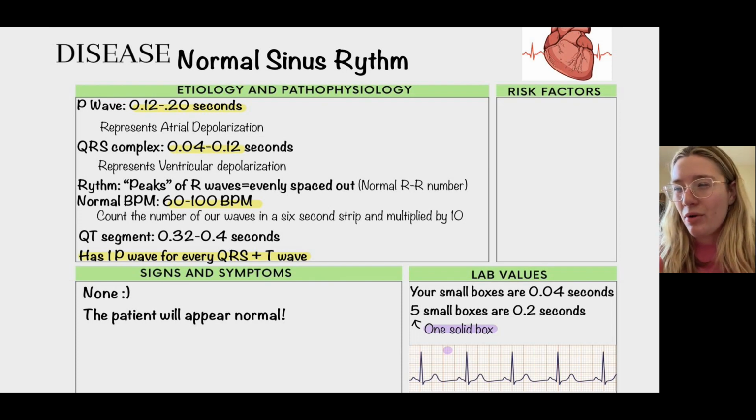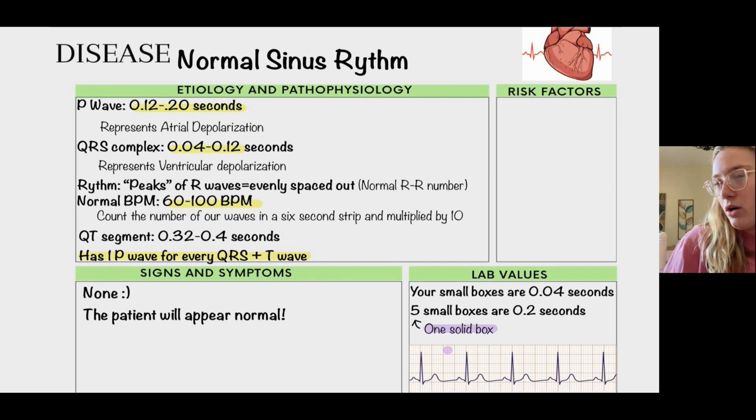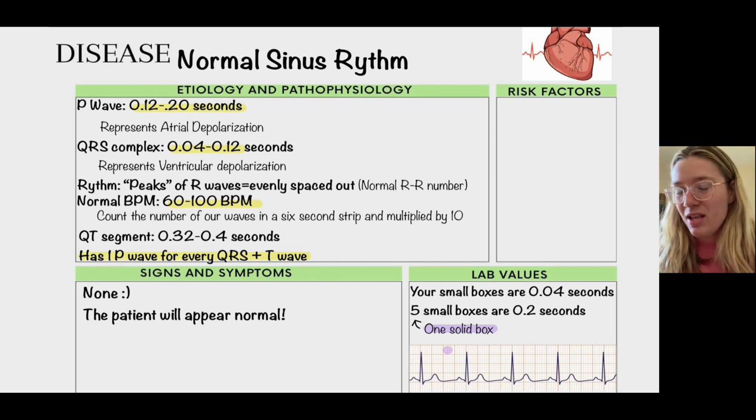Again, when we're counting the heart rate, we're not going to count any of our ectopic beats, like our PVCs, because that's not a perfusing beat. But above all else, there has to be one P wave. There's one P for every QRST. Okay.